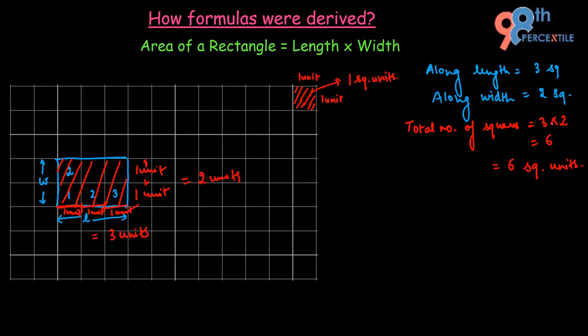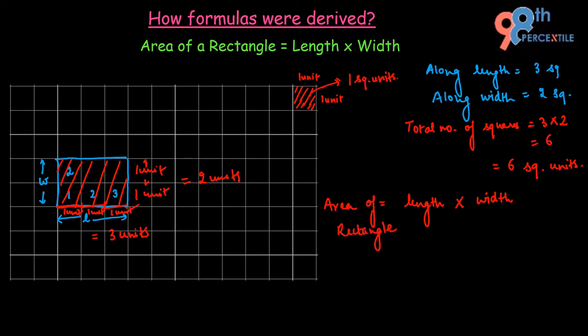So basically, in order to find the total number of squares, I multiplied the number of squares along the length and width. Basically, I'm also multiplying the length and the width. So I am doing nothing but multiplying the length of the rectangle by the width of the rectangle. So this is how the area of a rectangle is derived, and I hope you understood this explanation.